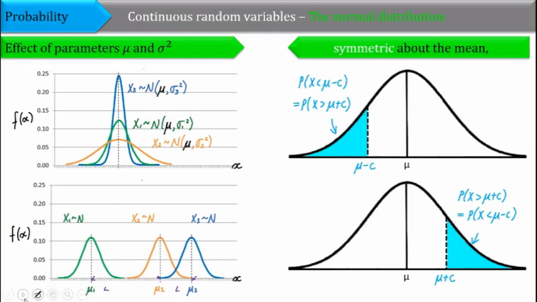So mu1 is the smallest. But what can we say about the variances? Well, we can say that all three of them seem to be the same. So even though the curves are in different locations, all three of the variances are the same.